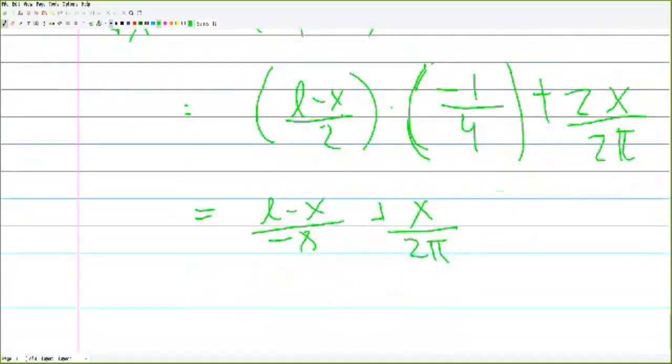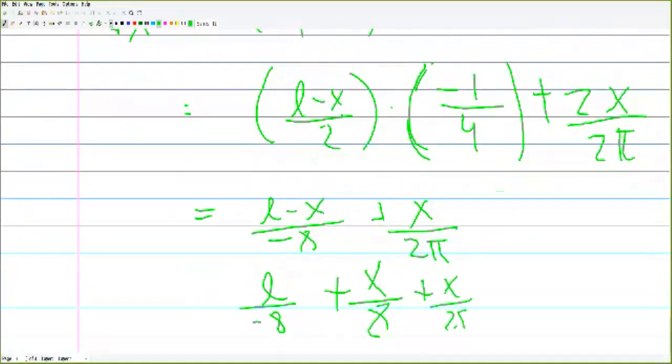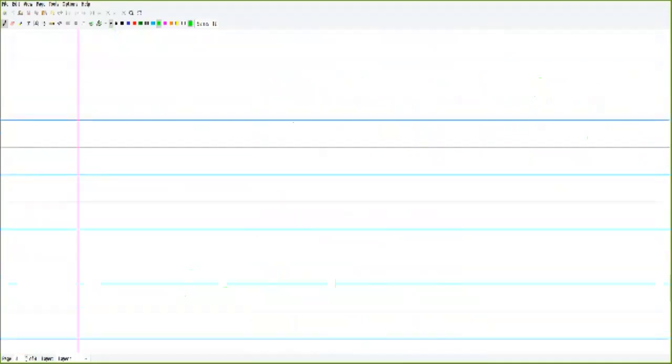So, I can separate it. It's going to be L over negative 8, and then minus x over minus 8, which is x over 8, right? Negative can cancel out. X over 8, plus x over 2 pi. And we equal this to 0. Now it will be right. So we take it to the other side. So it's L over 8. Now everything is positive. That's equal to x in evidence, right?